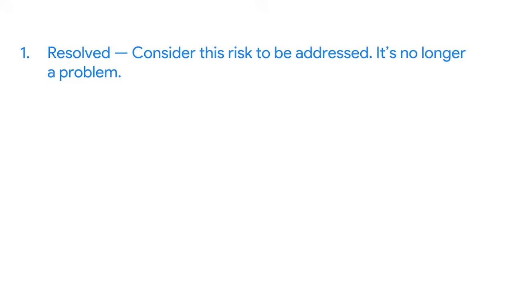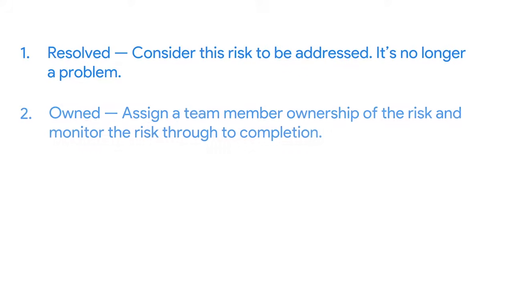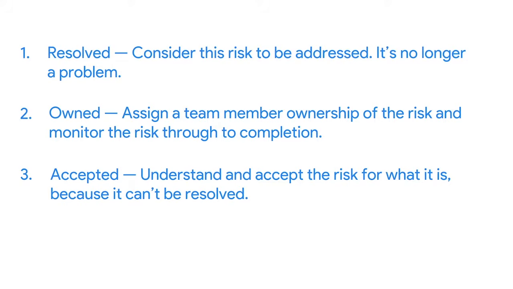Once a risk has materialized, you need to decide what to do with it. If a risk has been eliminated and will not be a problem, it goes into your resolved category. If you give a team member ownership over a certain risk and entrust them to handle it, that risk goes into the owned category and is monitored through to completion. If the risk has been accepted, it has been agreed that nothing will be done about it.